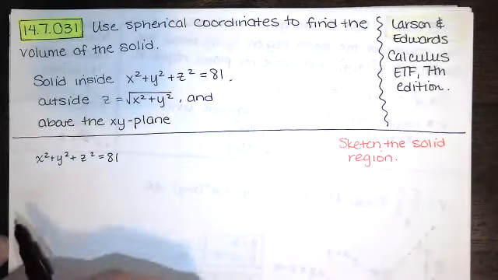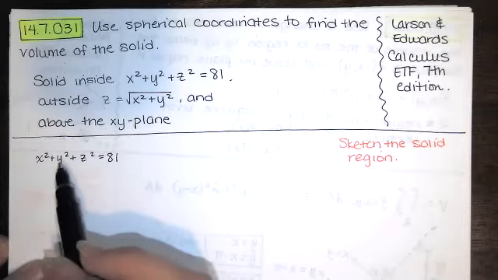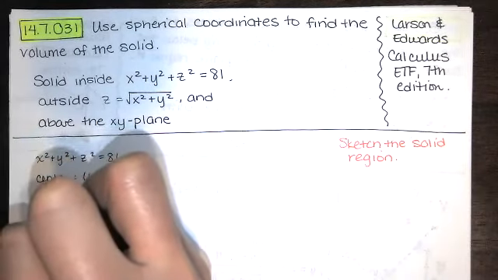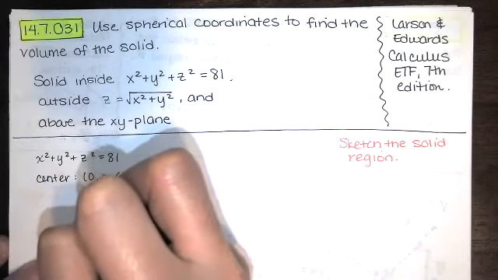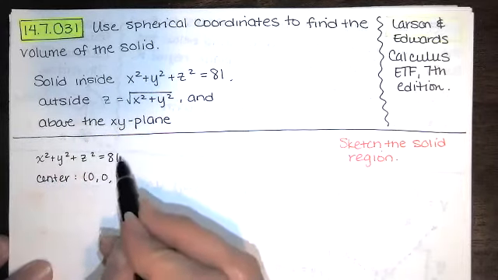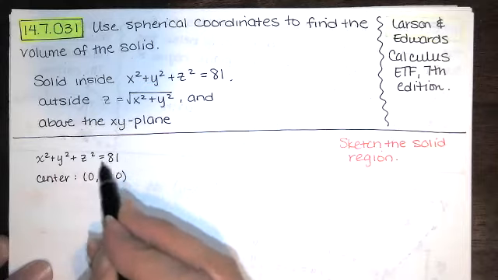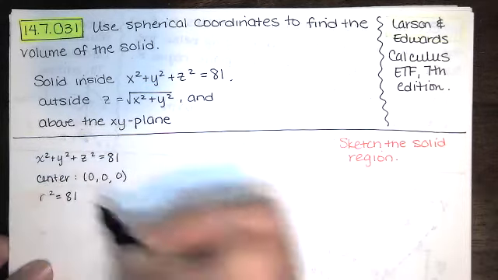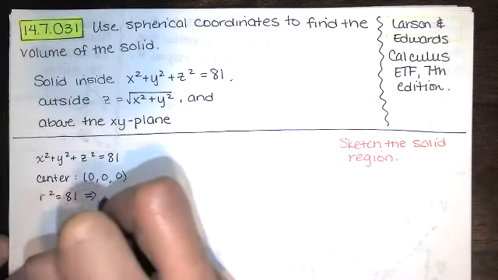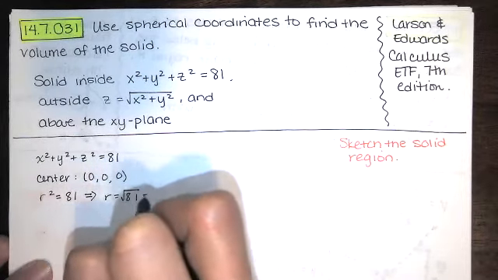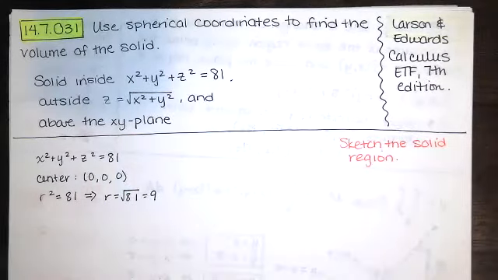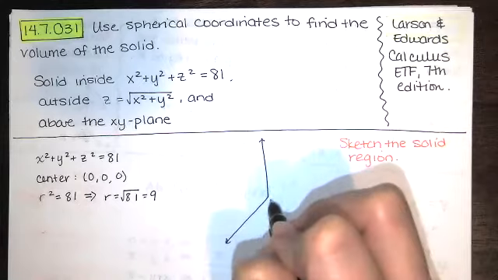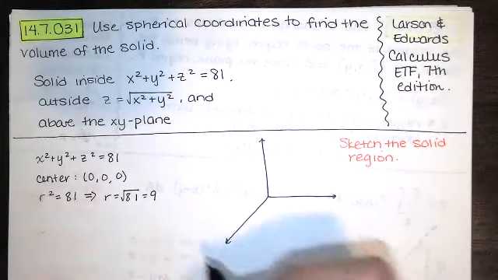This is a sphere centered at the origin because we're not subtracting anything from the x, y, or z. And the radius of this sphere comes from using this number. This is r squared in the standard form of the equation of a sphere. So you take the square root of that to get the radius, and you see we have a sphere of radius 9. So we're talking about this.